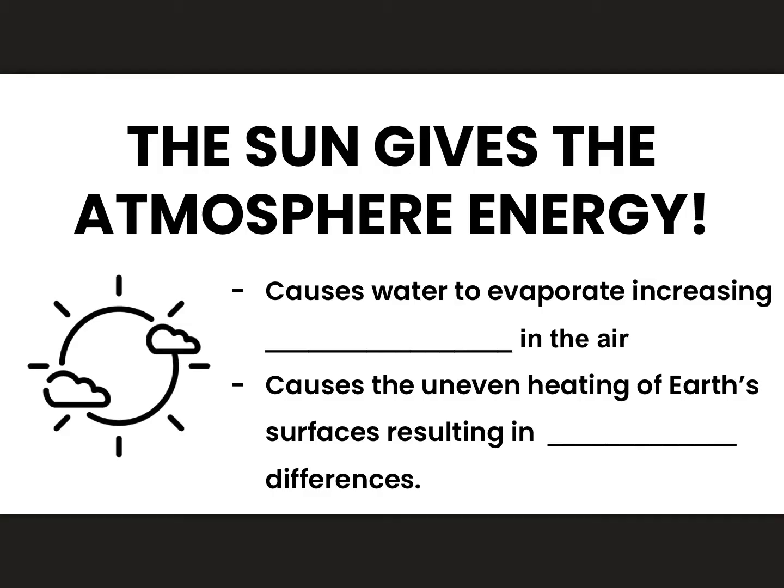You may have already figured out it's the sun that gives the atmosphere its energy. But what does this energy do? Well, the energy causes water to evaporate, increasing the humidity in the air. It also causes the uneven heating of Earth's surfaces, resulting in air pressure differences.